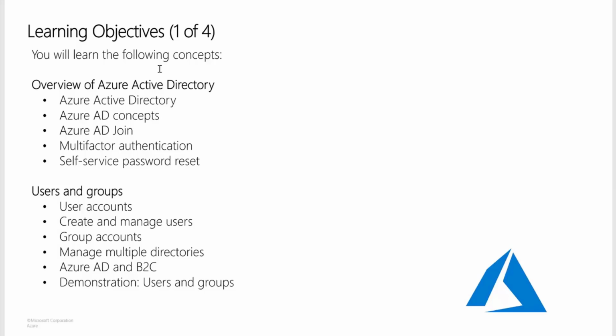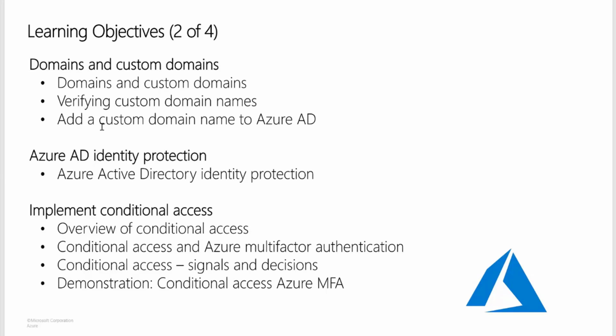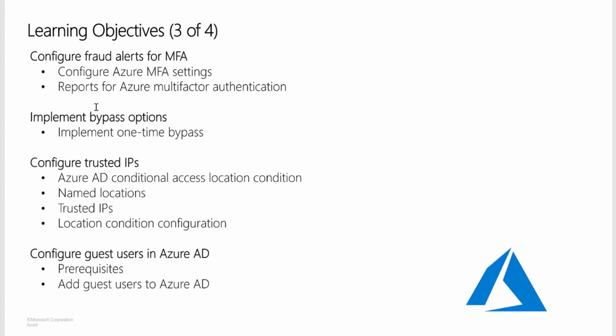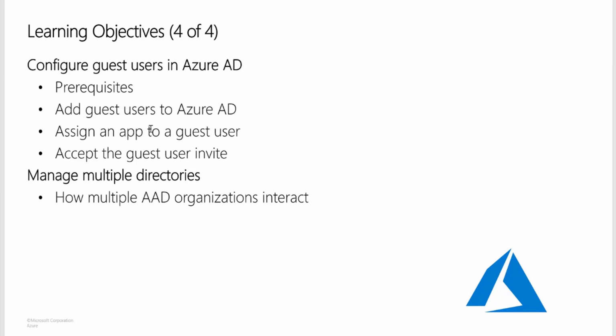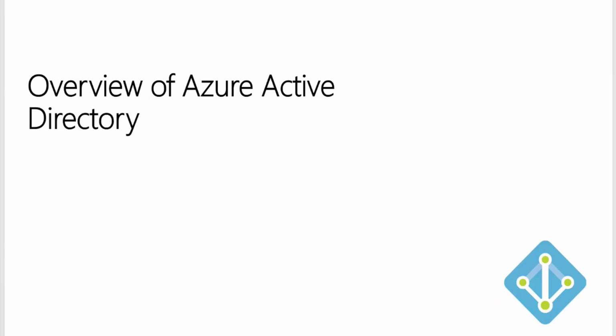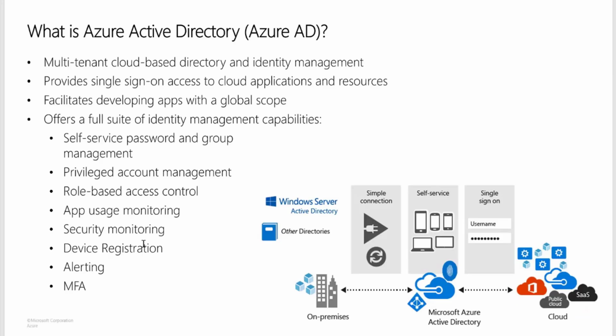So just to give you a quick overview of what we're going to discuss, we will start with what is AAD. We'll talk about AD join, AD concepts, MFA, then users and groups, then we will go to custom domains, identity protection, conditional access, then fraud alerts for MFA, bypass options, guest users in AD, and finally we'll have manage multiple directories. Alright, so let's start with what is Azure Active Directory.